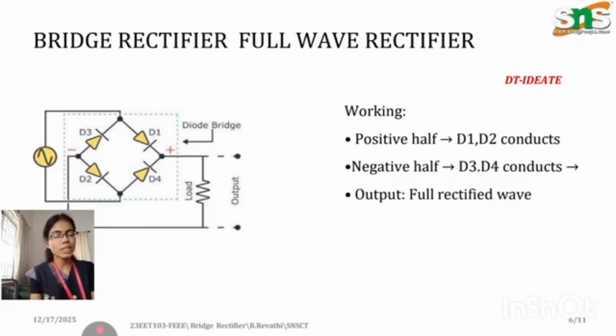In the positive half cycle, D1 and D2 conduct. In the negative half cycle, D3 and D4 conduct. So the full wave rectifier works on the full AC signal wave. We get the output.